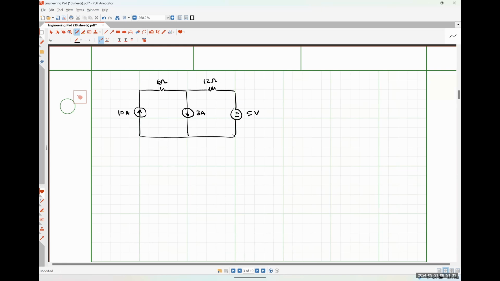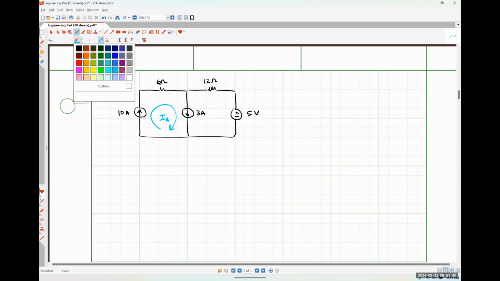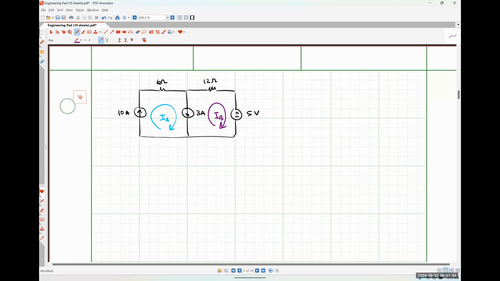So what should step 1 be? Identify our meshes. So here's a mesh, and I'm going to call it IA. So we'll knock out step 2 at the same time. Here's a mesh, which I'm going to call IB. So we've got steps 1 and 2 taken care of. What's step 3? Do we have any controlling variables? No, there are no dependent sources, so we can move on to the next step.